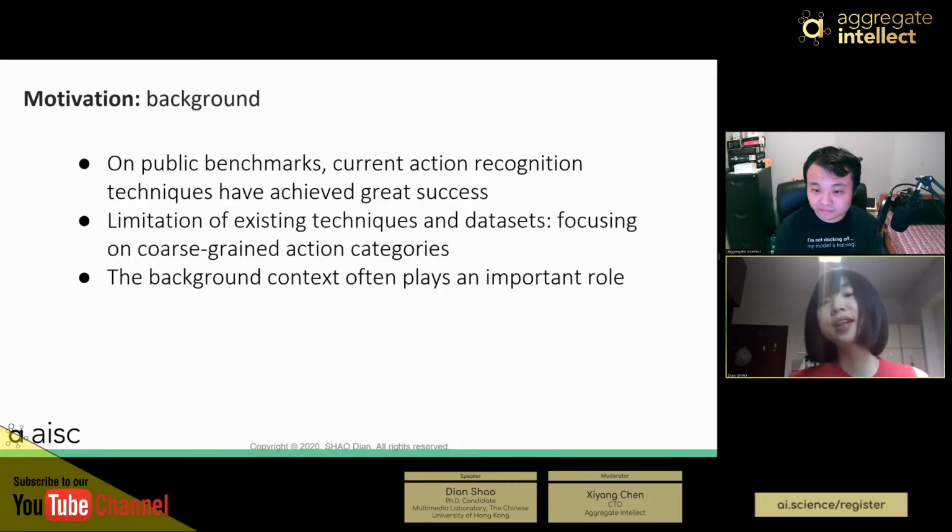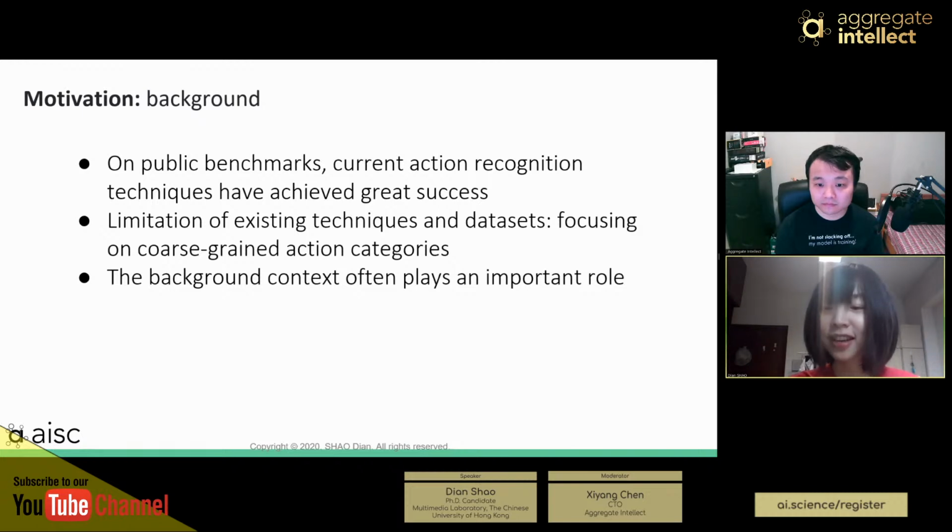First of all, maybe you want to ask a question: why do we need to go deeper and more fine-grained towards action understanding? Well, to answer this question, let's first review the current research background. As we all know, on current benchmarks, the existing action recognition methods have already achieved great success, and their performance seems saturated on many existing benchmarks. And I think all researchers are desiring a new direction to explore.